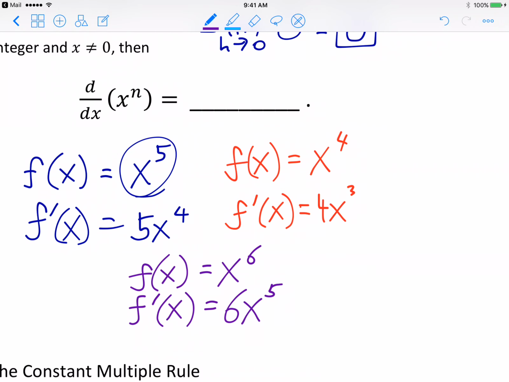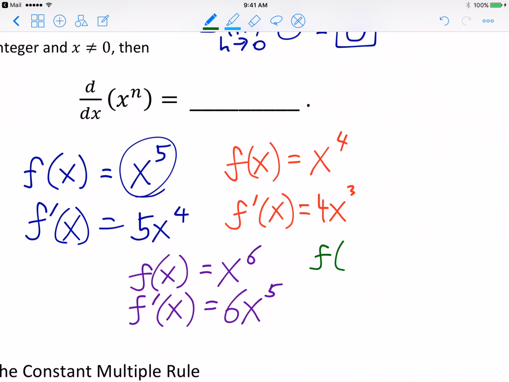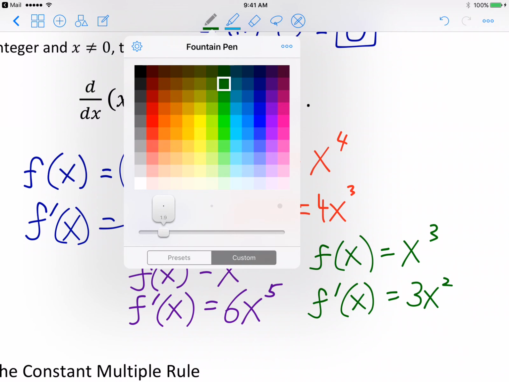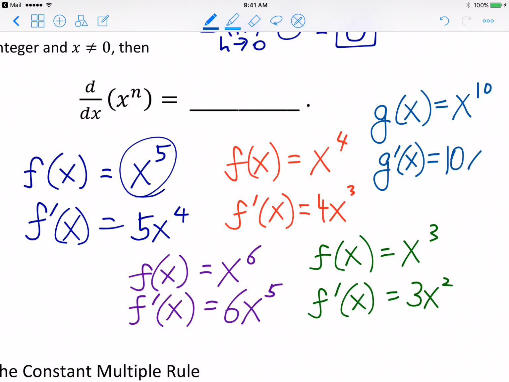Okay, so let's try a few more here. Let's write a few more until you're convinced, or you could skip ahead. If f of x is equal to x to the third power, then f prime of x would just be 3x to the second power. Okay, maybe I should stop writing f, or maybe I should choose a different letter. Okay, g of x is equal to x to the 10th power. You could probably guess what g prime of x would be. In this case, you guessed it right. It will be 10 times the x to the 9th power.